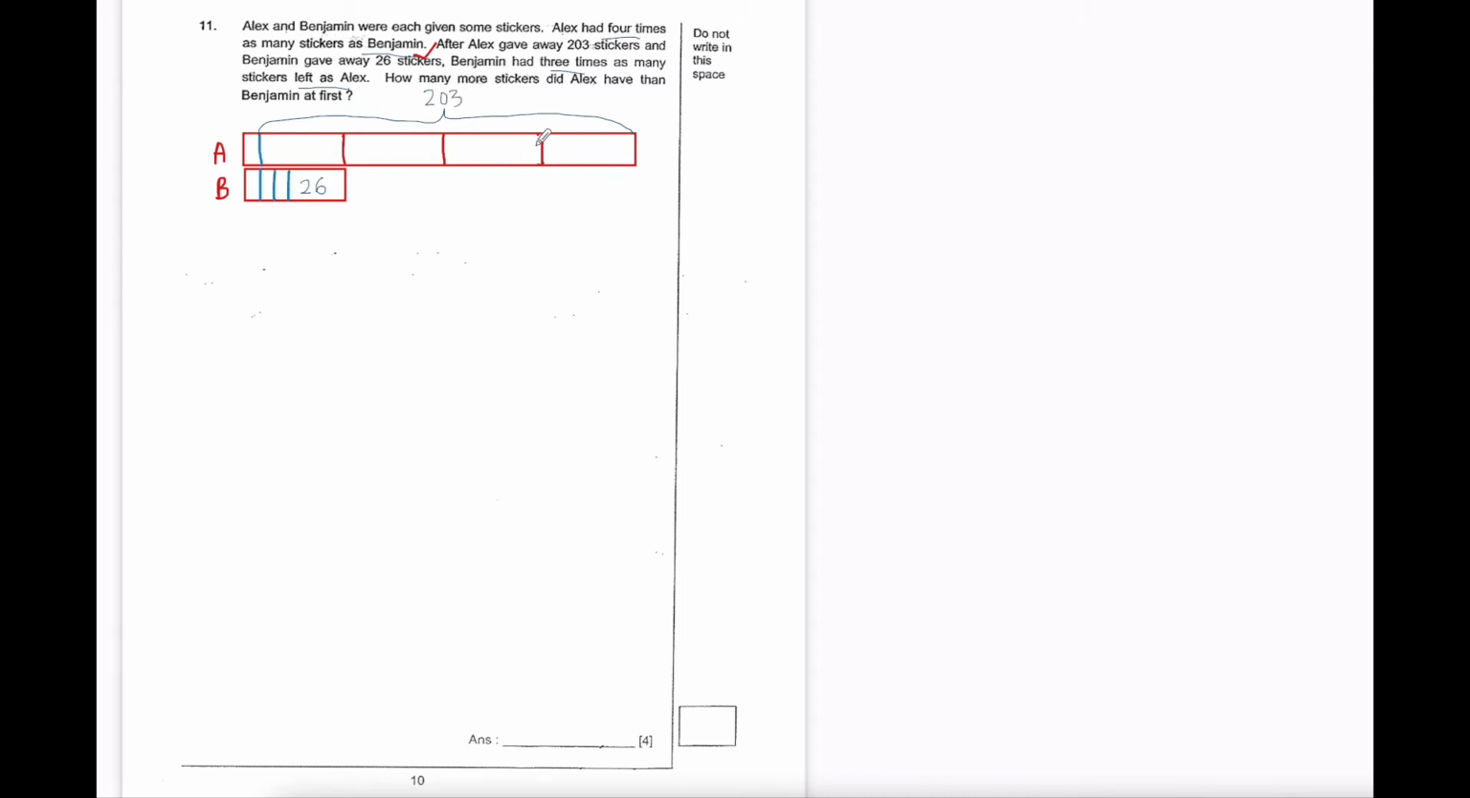But this is not enough. We have to make it such that we can deal with the 203. Right now, it's what? 3 units plus. I don't know how many units this is. So we need to make it such that we can use it. And I'm going to show you how I'm going to do it, okay?